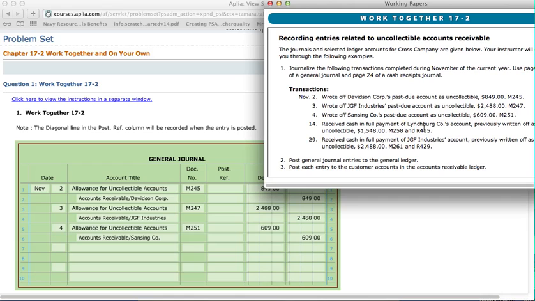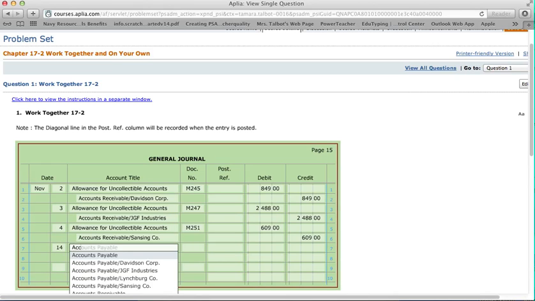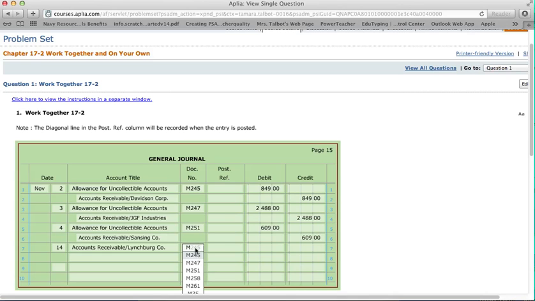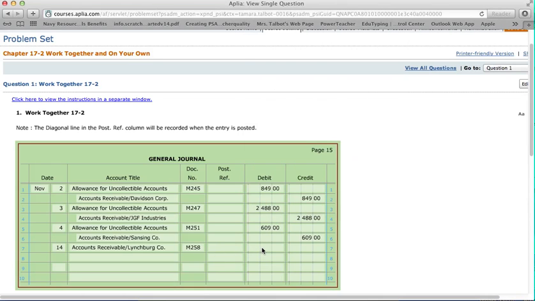On the 14th, receive cash in full payment of Lynchburg's account previously written off as uncollectible. You have a memorandum and a receipt. So this tells you that you need to record it in both journals. First, in the general journal, you have to put it back into the account, and then you'll actually pay it off in the cash receipts journal. So this is the 14th, and we will debit accounts receivable, Lynchburg, memorandum 258. We will credit allowance for uncollectible accounts.